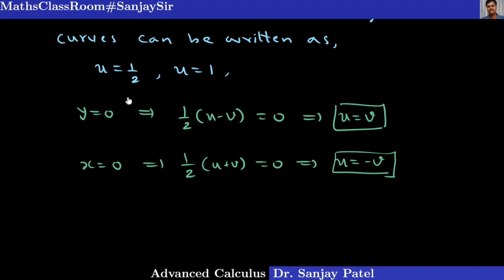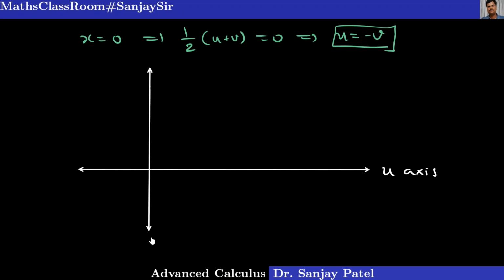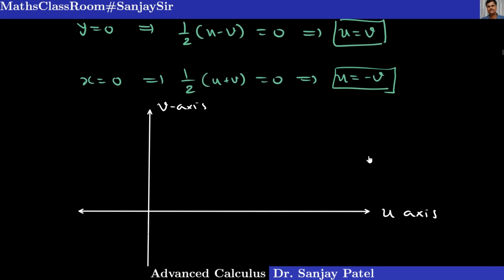So keeping in mind all this, the four curves, u equal to 1/2, u equal to 1, and these two, the region of integration, we can draw like this in the UV system. So let me take the U and V axes now. Say this is the U axis and the V axis. Say something like this. Okay, so this is the V axis. You know, u equal to v or u equal to minus v, you can compare with the equations y equal to x and y equal to minus x. So both are straight lines passing through the origin.